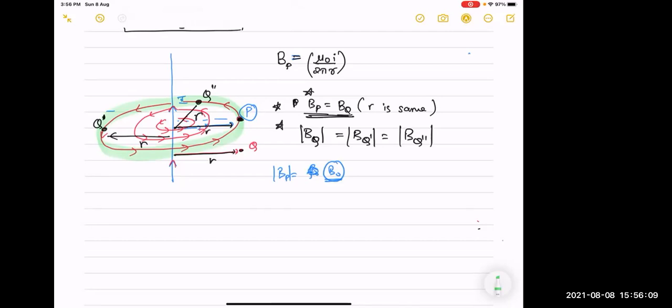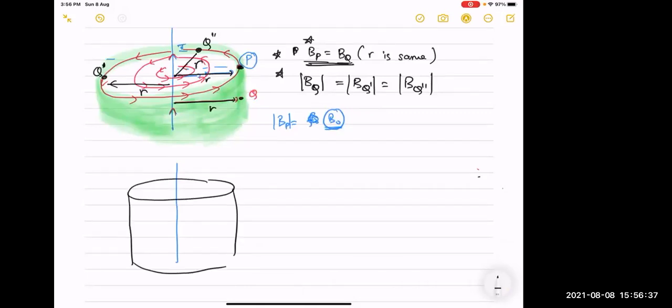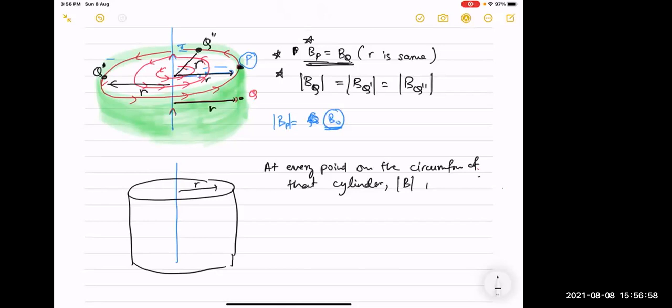We also saw this, it is the same at Q, right? So all these points also have the same field. So along the parallel line it is the same, so it is the same on the whole cylinder, right? Yes or no? Basically what I'm trying to say is that if I make a cylinder of radius r around the wire, at every point on the circumference of that cylinder, B is the same.